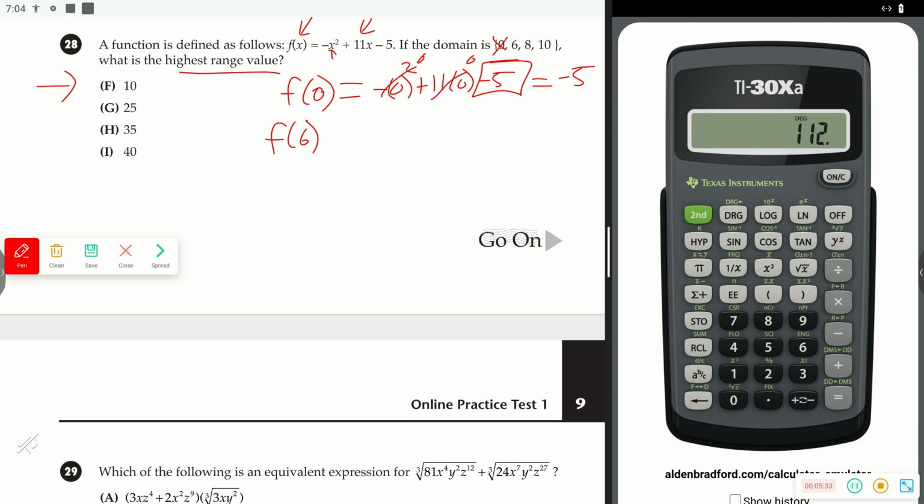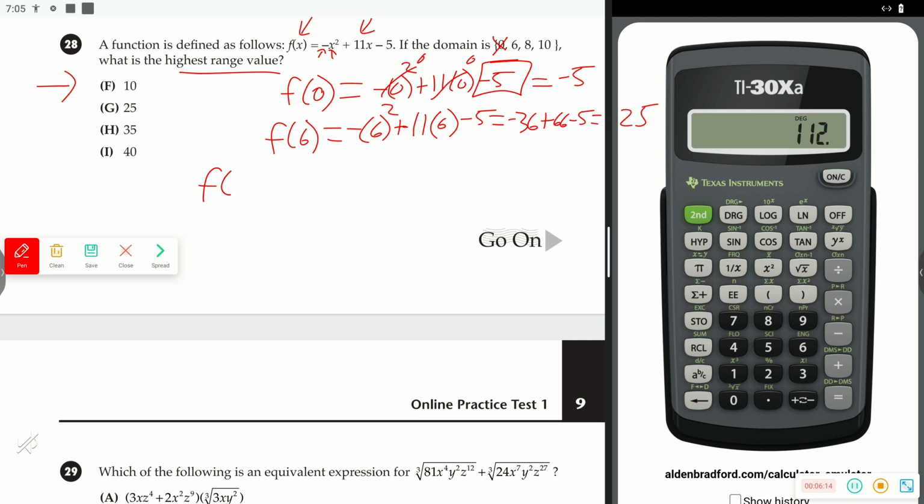So we've already done the first one, now we're going to do f of 6. In this case, when we plug the 6 in, we're just going to put it in parentheses. So this negative is actually outside of the parentheses, not inside the parentheses. So we're going to have negative 6 squared plus 11 times 6 minus 5. Now, 6 squared is 36, but we're going to have minus 36 plus 66 minus 5. And if you do that, the answer of f of 6 is going to be 25.